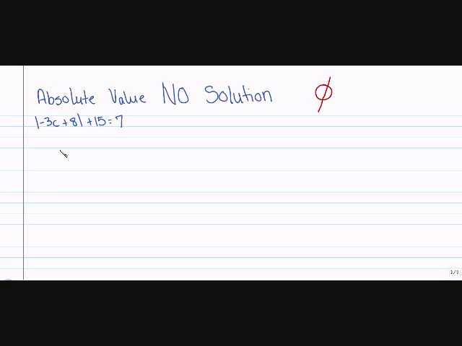Here I'm going to show you a problem when solving absolute value, what it looks like when you have no solution. And you're not going to just get no answer. You're going to have to recheck it after solving it. Okay, so let's go ahead and the very first thing we're going to do is we're going to subtract.